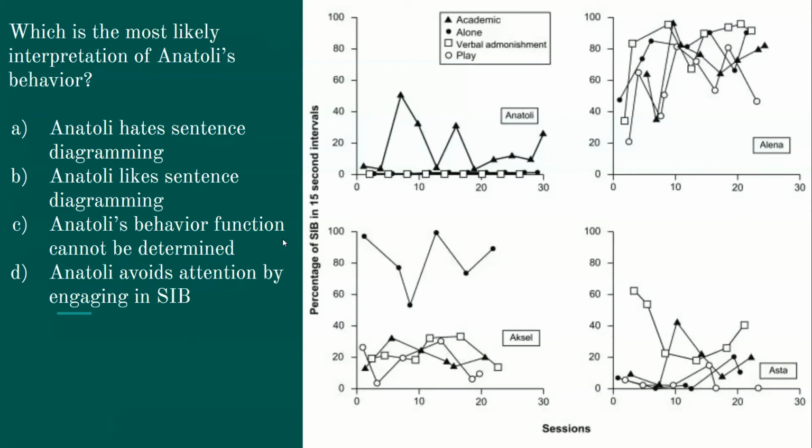Here we go. And same charts, all that stuff to look at. Which is the most likely interpretation of Anatoli's behavior? Okay, so you have to read the key again, but here we go. Is it A, that Anatoli hates sentence diagramming? B, Anatoli likes sentence diagramming? C, Anatoli's behavior function cannot be determined? Or is it D, Anatoli avoids attention by engaging in SIB?